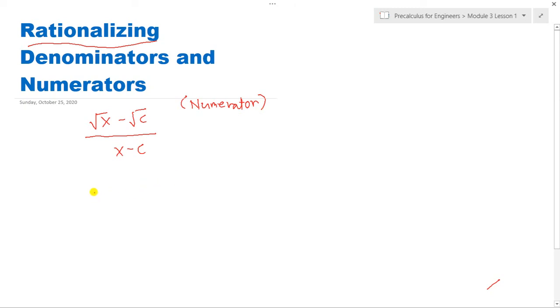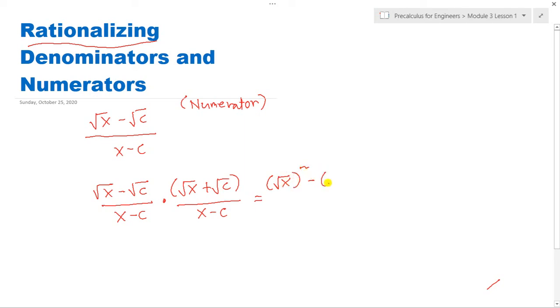So, since we have the numerator square root of x minus square root of c all over x minus c, so yung i-multiply natin dito is the opposite. Since this is subtraction, so i-multiply natin is addition. So, we have here square root of x plus square root of c all over x minus c. So, in this case, use the difference of two squares. So, ito magiging square root of x squared minus square root of c squared all over x minus c.